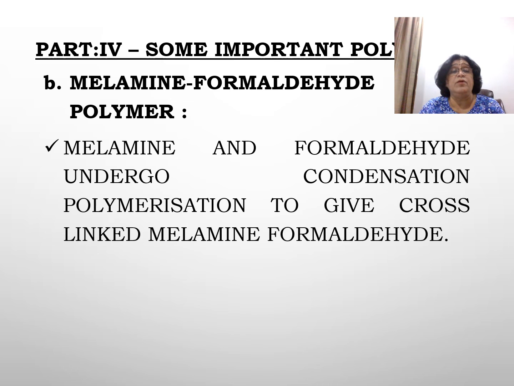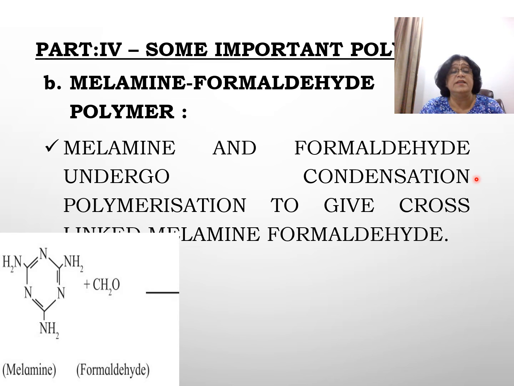Now, melamine formaldehyde. As the name indicates, these polymers are made up of melamine and formaldehyde. Melamine and formaldehyde undergo condensation polymerization, and they are linked also by cross links, and the melamine formaldehyde is formed. Let's see the reaction.